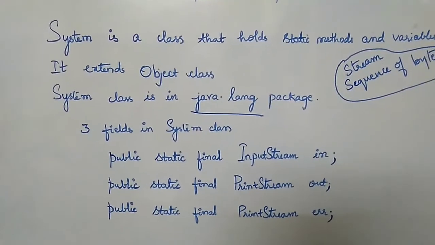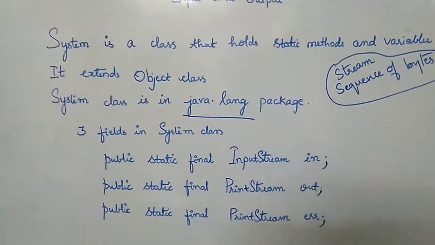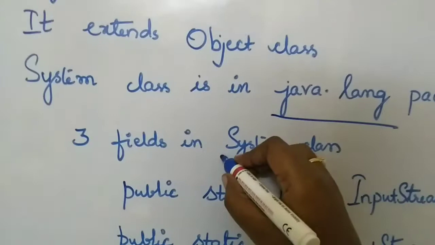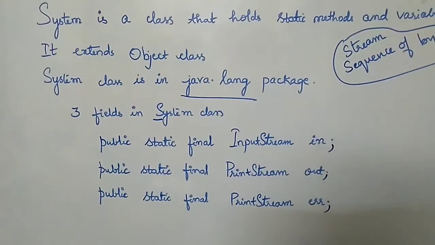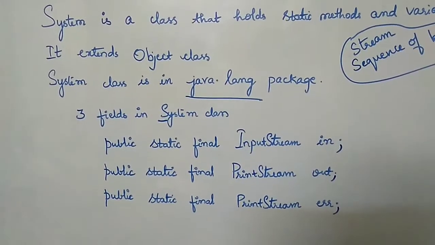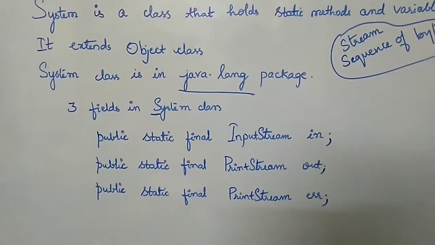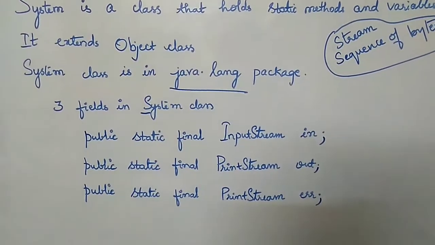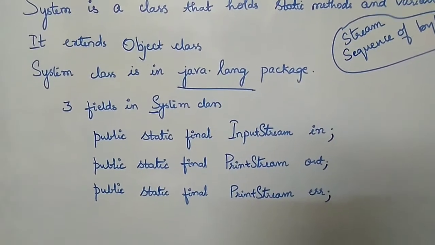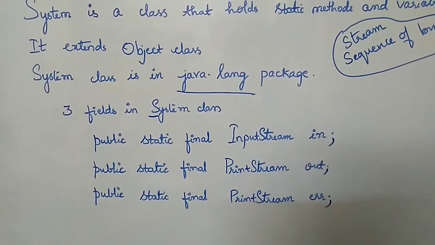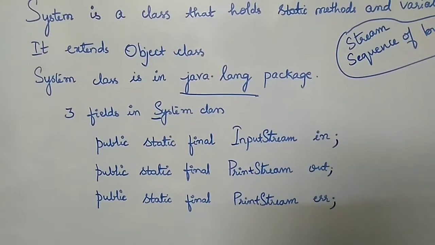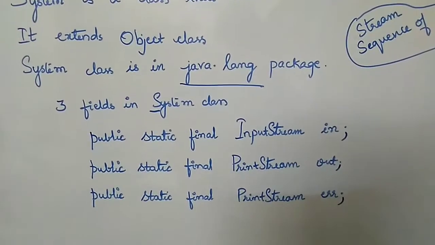Now, the three fields in the System class. Remember, friends, that for System the first letter S is a capital letter. In the System class there are three fields. The first field is public static final InputStream in, the second field is public static final PrintStream out, and the third is ERR, which is public static final PrintStream ERR.